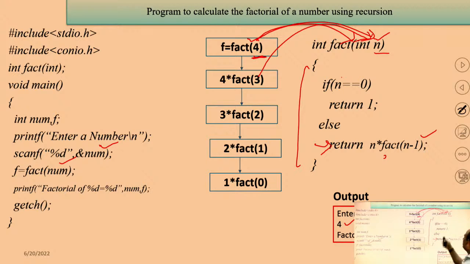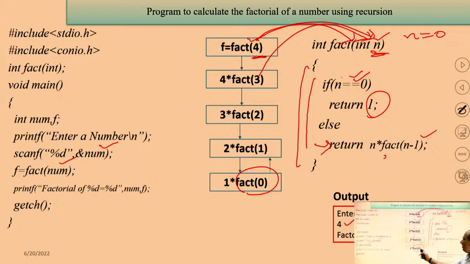Now control will come to the function body, and the value of n is 0. The condition n equals 0 becomes true, and it will return the value 1, meaning finally fact(0) will return the value 1. Here the recursive calling will terminate.